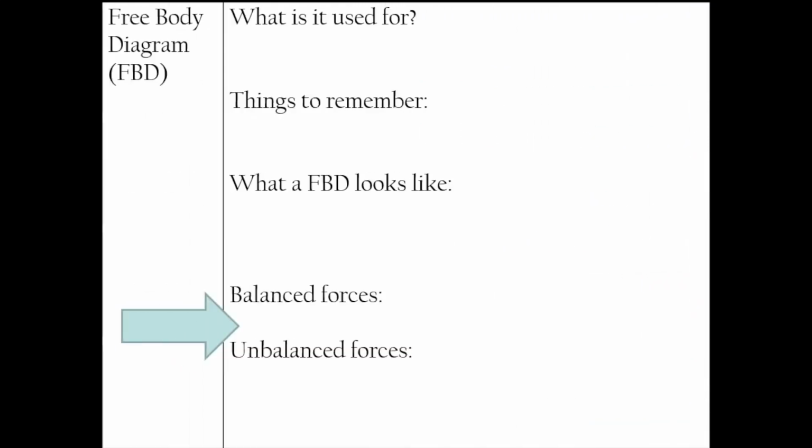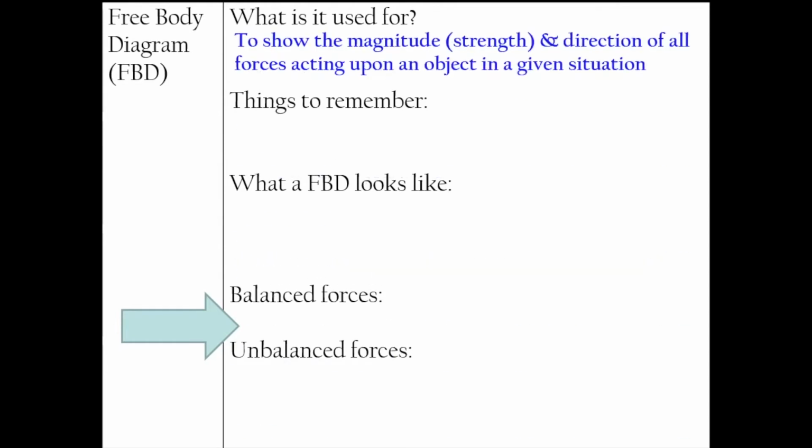Now let's talk about free body diagrams. A free body diagram is just a way to show magnitude. And by magnitude, we're just talking about the strength or the size of our force. It also helps us show the direction of all those forces acting on an object in any given situation. We're going to show what that looks like in a sec, but just make sure you remember that our free body diagram is used to show the forces acting on an object. Very, very important things to remember here.